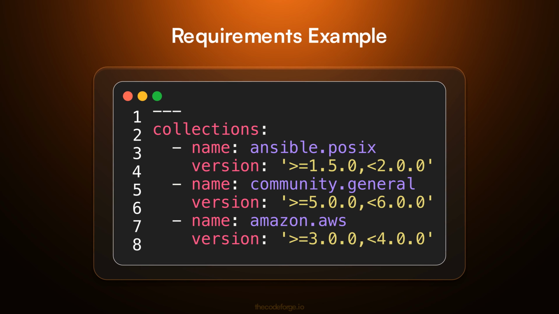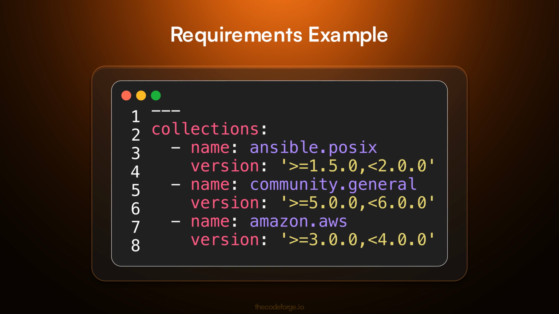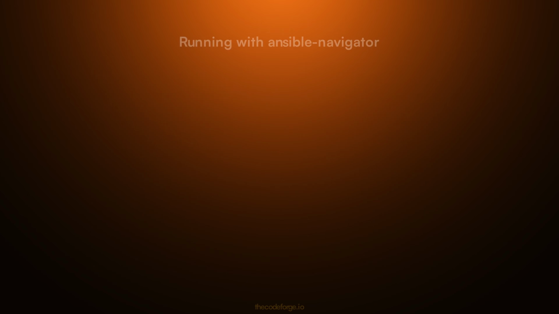Here's a requirements.yml file for collections. It pins versions with ranges to avoid breaking changes. You can use ansible-builder introspect to auto-generate this from your playbook directory, but always review and pin versions.